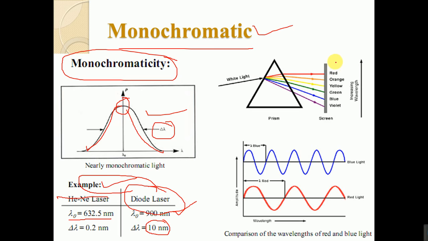Look at this. It's the dispersion pattern of white light through a prism. Here is the comparison of the wavelength of red light and blue light. Red light has a larger wavelength than blue light. So, inversely, blue light has a higher frequency than red light.